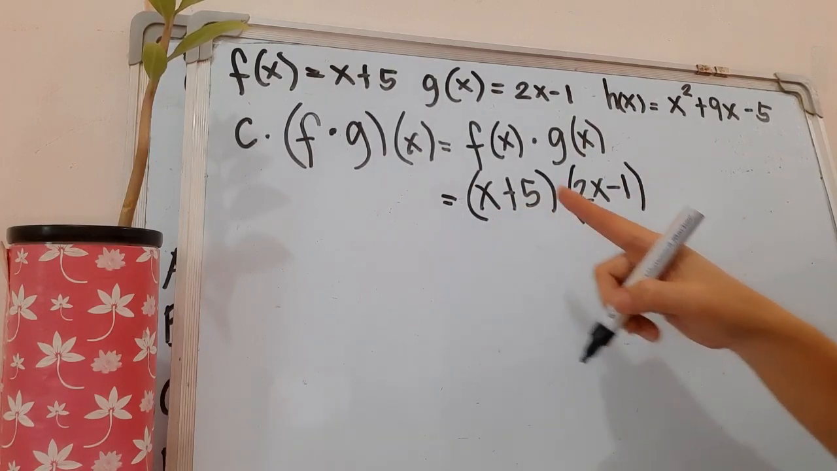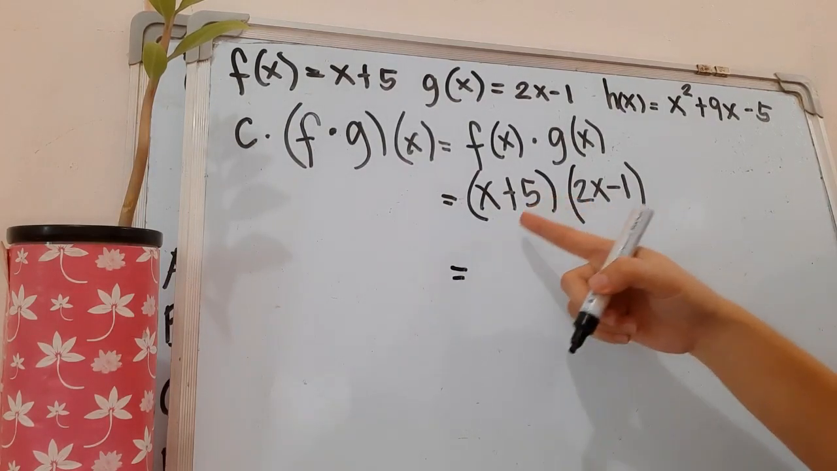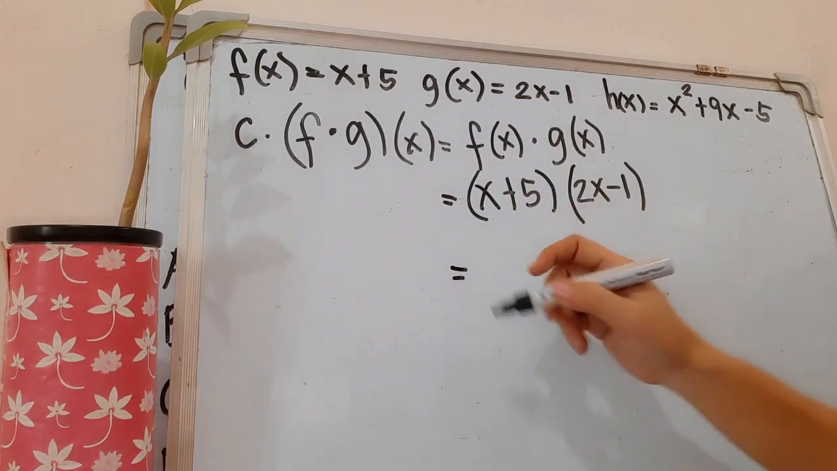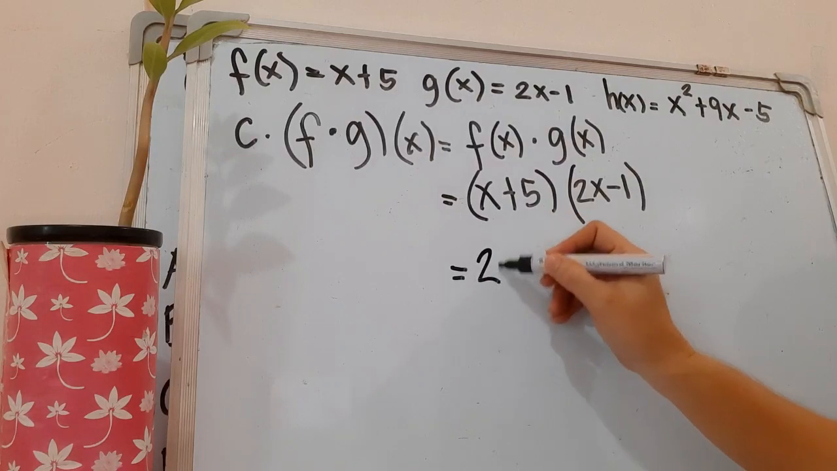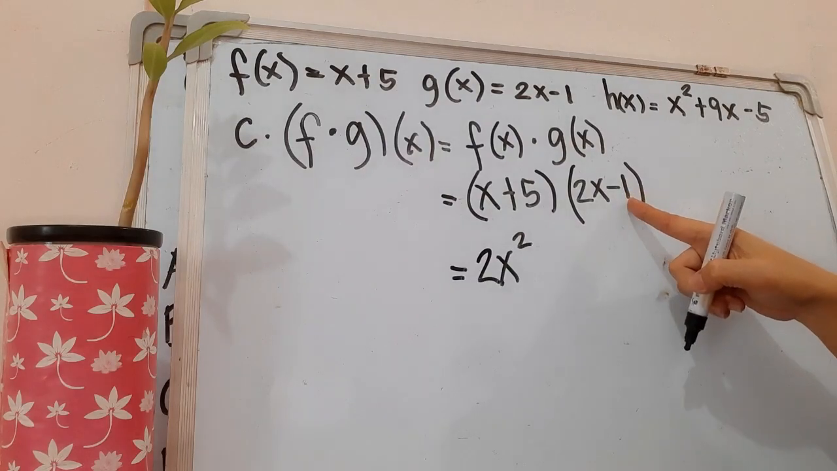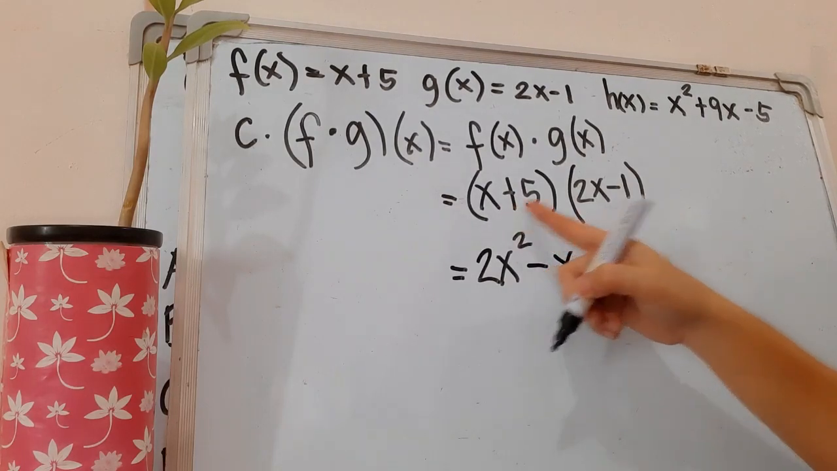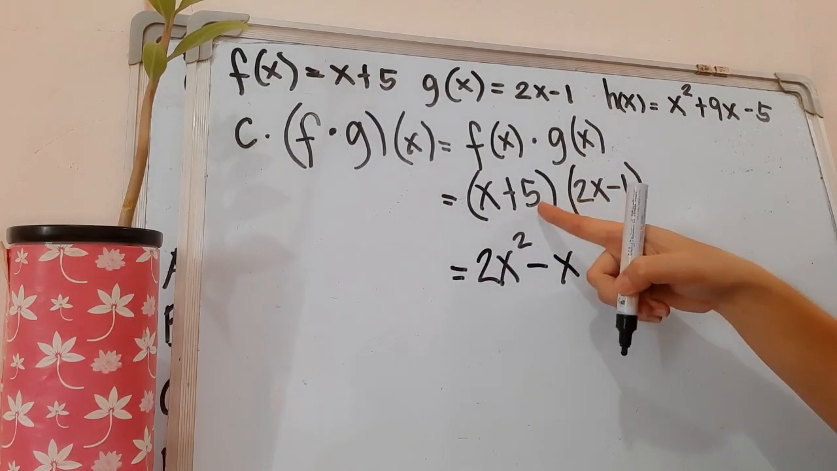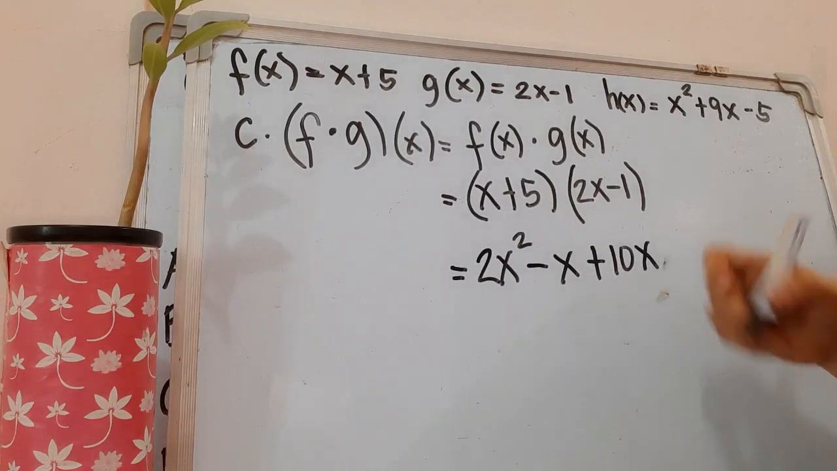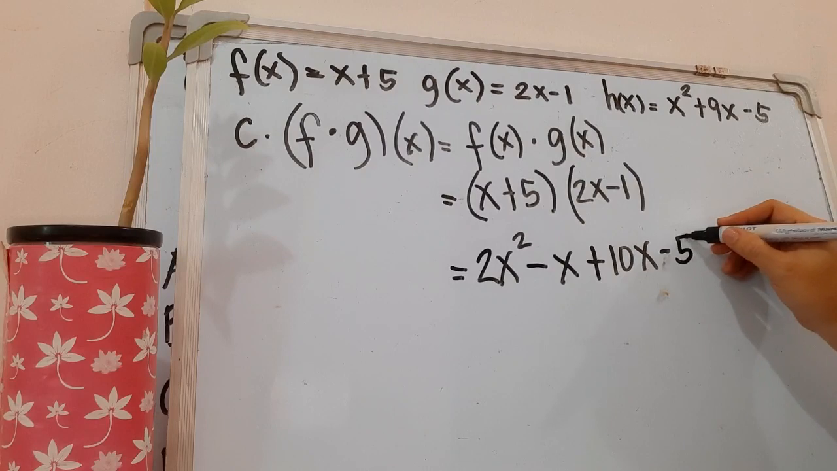We can simplify this by getting the product of these two binomials, applying the FOIL method. For the first terms, we have x times 2x, which gives 2x squared. Then x times negative 1 for our outside terms gives negative x. Next, for the inner terms, 5 times 2x, we have positive 10x. For the last terms, 5 times negative 1 will give us negative 5.